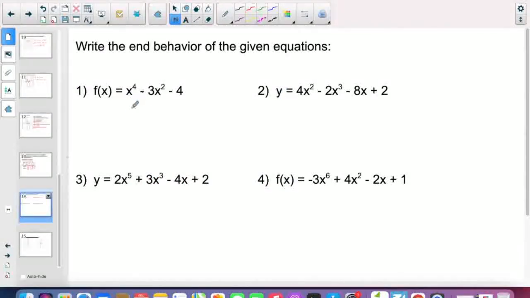All right, first thing I'm going to do is write it in descending order: x to the fourth, then x squared, and then x to the 0.